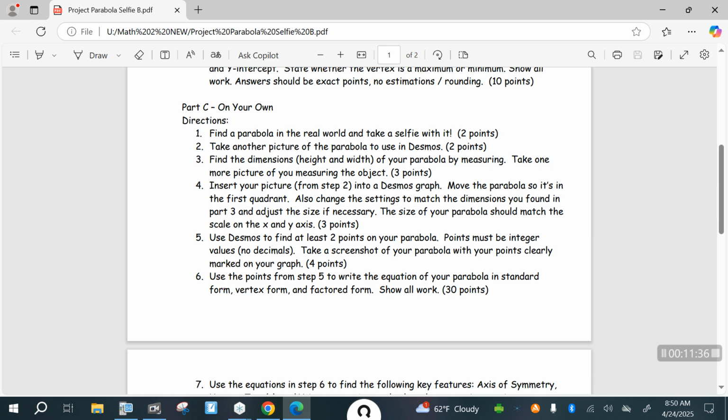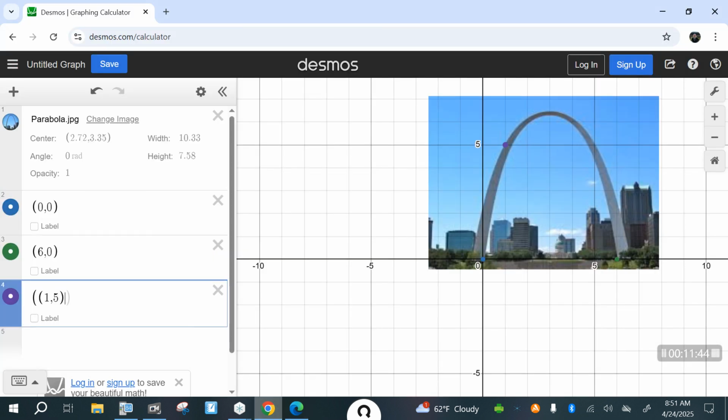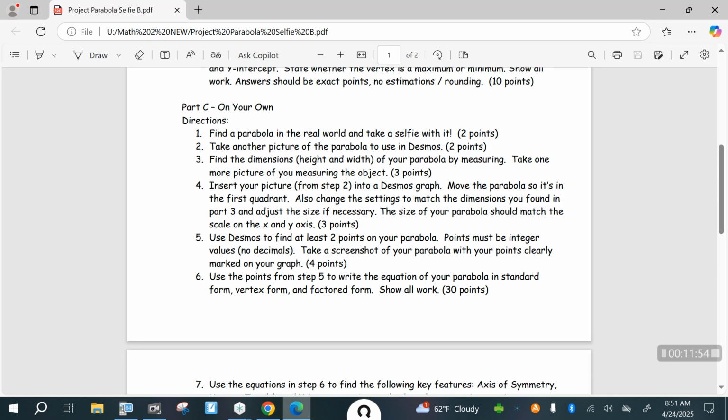Then you need to take a picture of once you insert it into Desmos with your points labeled. So that way I know that you have your points. So this would be your final picture. And you could just do a whole screenshot of this. So that way I see your points and I see your image. And then once you have all of those pictures done, that's steps 1 through 5. Then 6 and 7 are writing the equations, finding the key features.